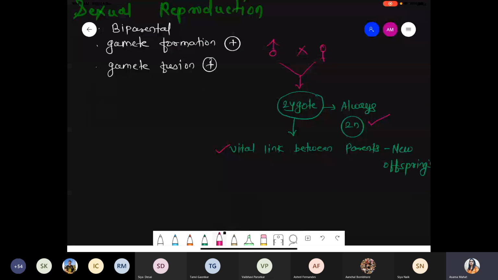Now we are talking about the phases during sexual reproduction, means we are talking about the life cycle phases. These are controlled by the hormone. Even in case of the plant also they are controlled by the hormone. In case of the animal also it is controlled by the hormone.